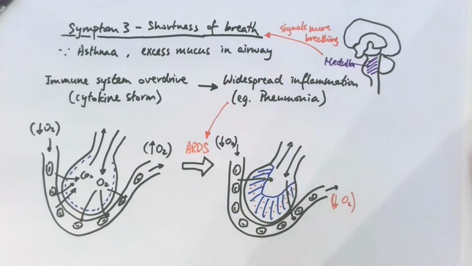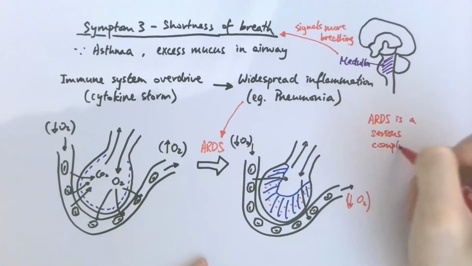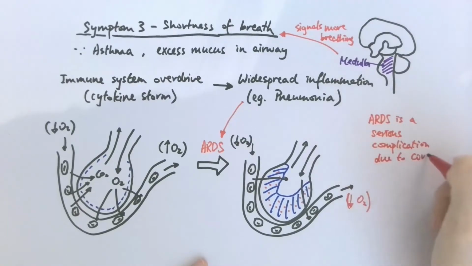If this shortness of breath is caused by ARDS, then this means the virus has already spread throughout your system and it's a serious complication of COVID, and you'd need to be admitted into hospital for proper treatment. People who survive ARDS would have to live with permanent lung damage and would have a lower quality of life.